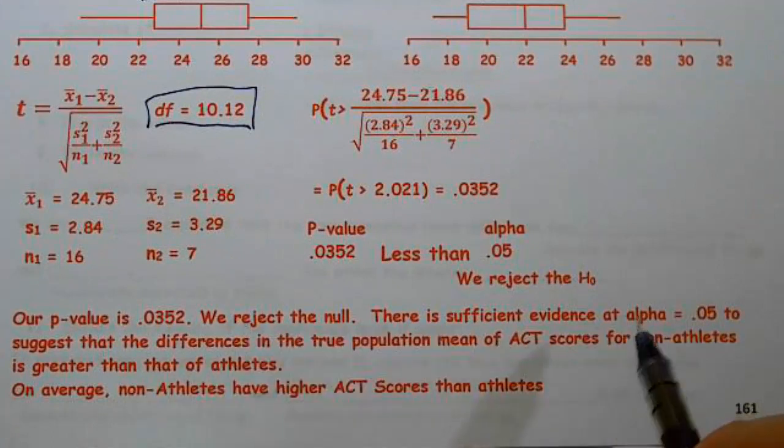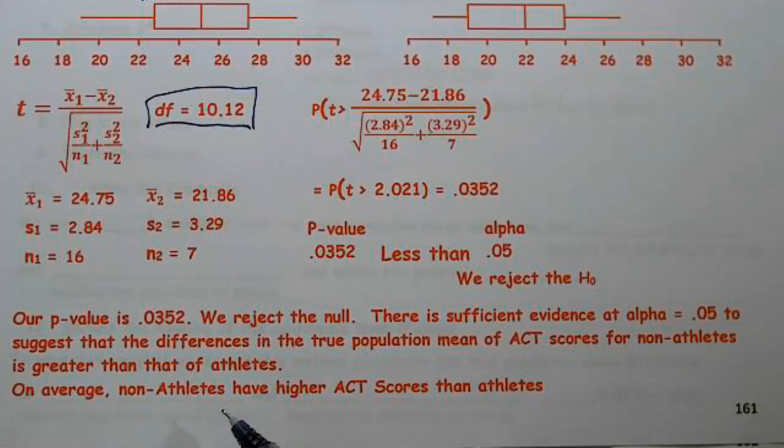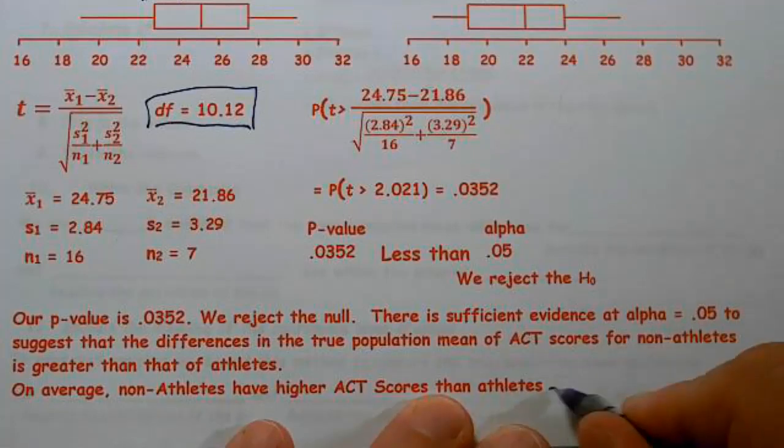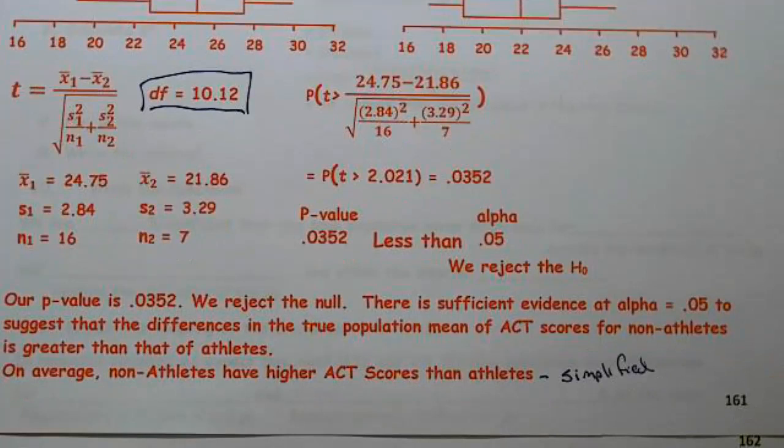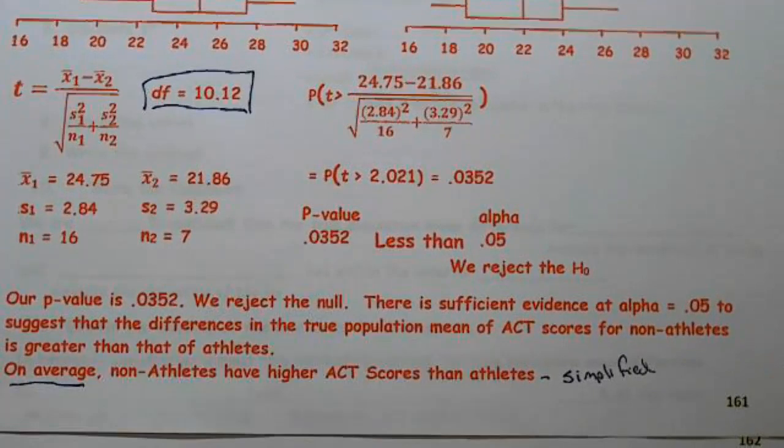There's sufficient evidence at alpha equal 0.05 to suggest that the difference in the true population mean of ACT scores for non-athletes is greater than that of athletes. On average, non-athletes have a higher ACT score than athletes. And this is the simplified version. From this point on, always give a simplified one. Just really straightforward, nothing long, nothing fancy, on average. And by the way, because we're talking about means, on average, non-athletes have higher ACT scores than athletes, because that's our general consensus. All right, so that's the one on hypothesis test.